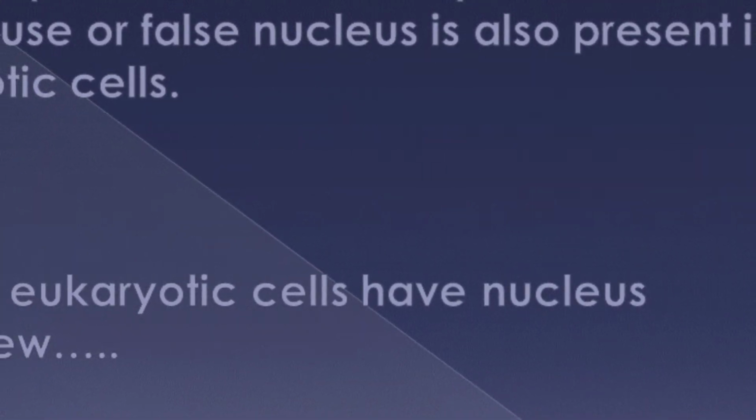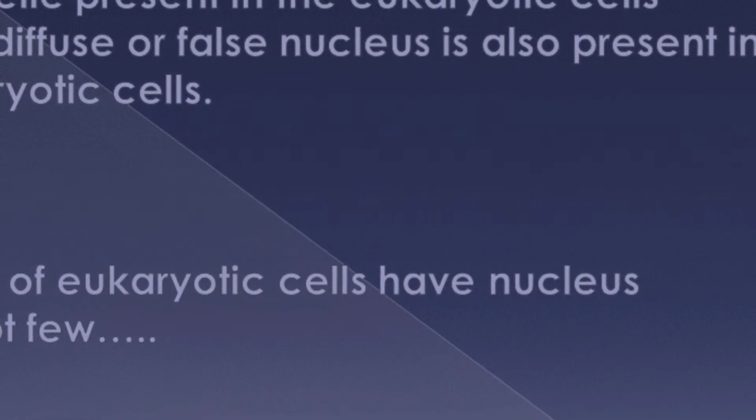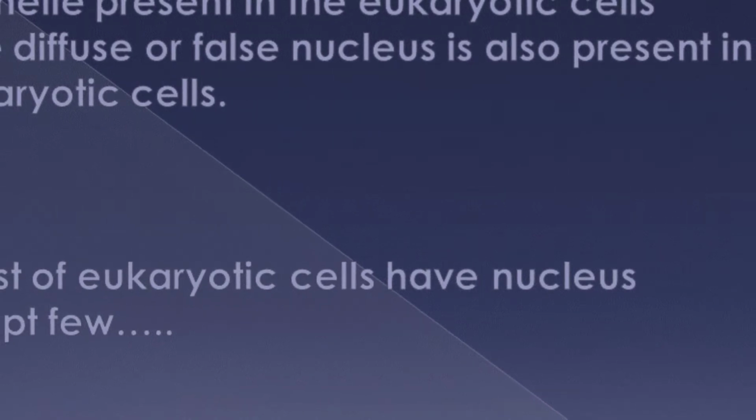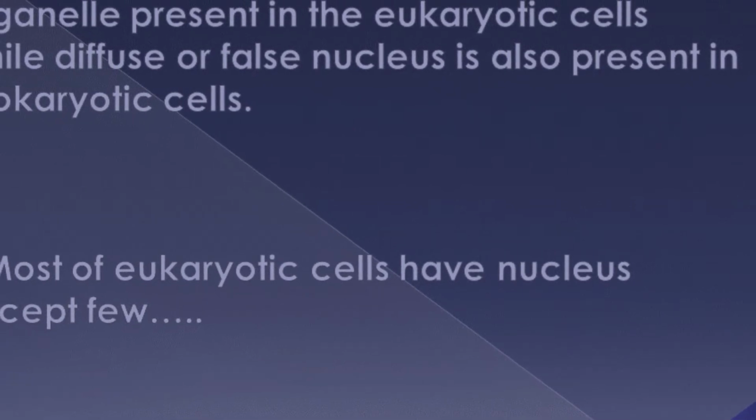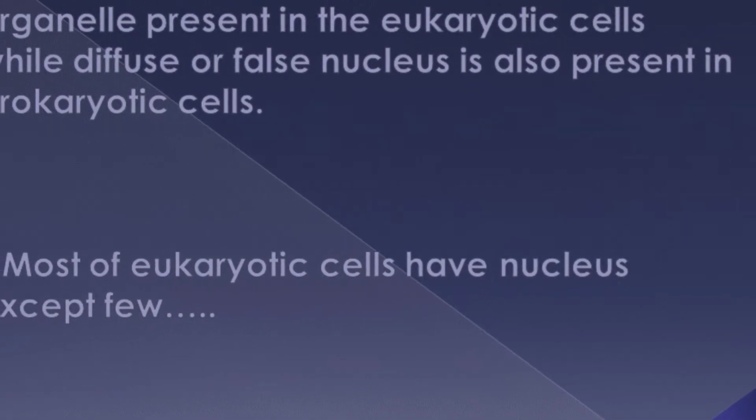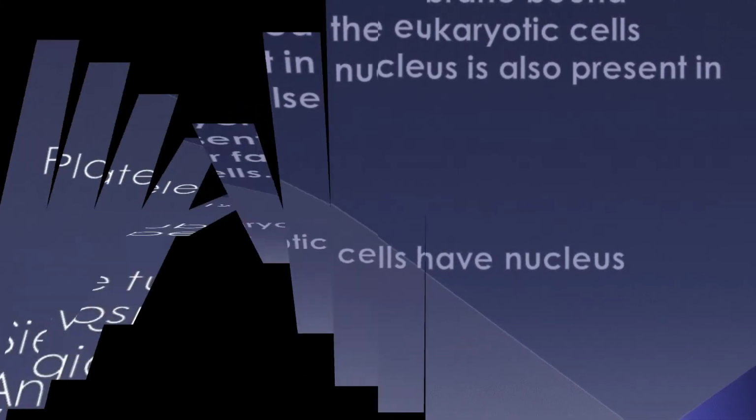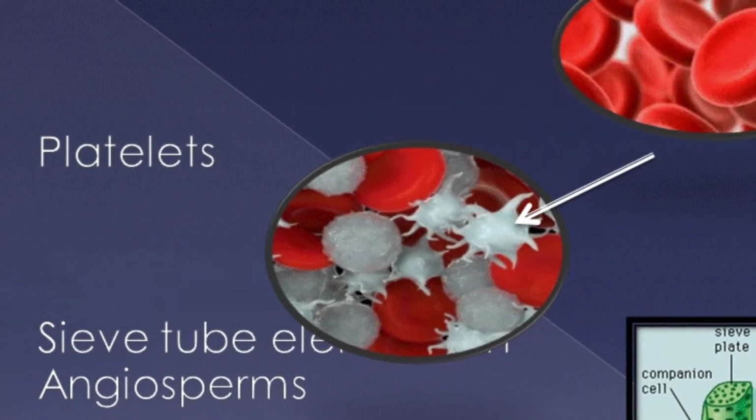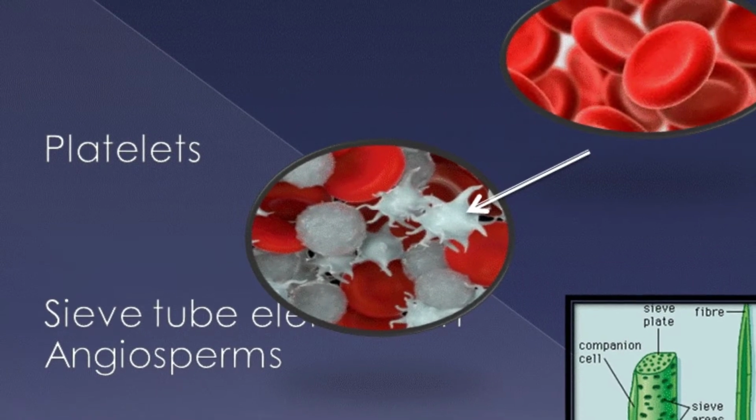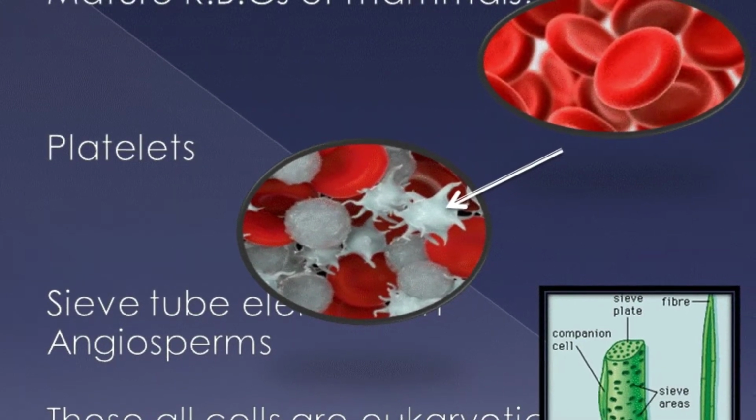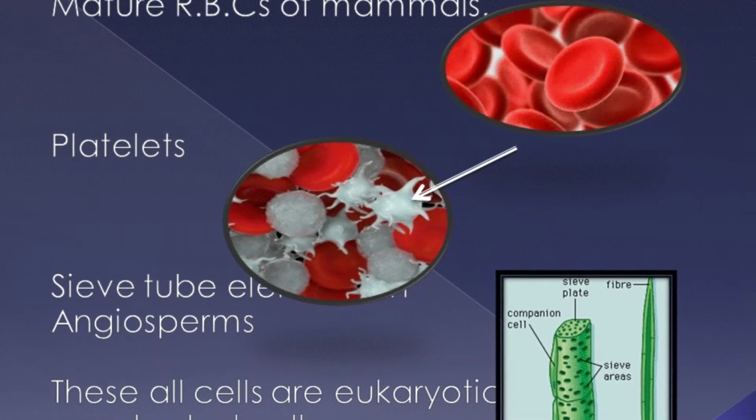The nucleus is a double membrane bound structure, a double layered membrane structure present in all eukaryotic cells. Prokaryotic cells do not contain a true nucleus because they have no membrane bound organelles. Nucleus is always present in eukaryotic cells, but some eukaryotic cells lack a nucleus, like mammalian red blood cells, platelets, and sieve tube elements. These are examples of eukaryotic cells which are anucleated.